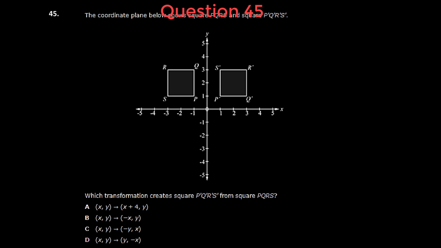On question 45, a transformation is graphed. When we look at this graph first, we may think that this is a reflection over the y-axis. However, when we look closely at the point S and its image S prime, we understand that there is a rotation here instead of a reflection. And this is a 90 degrees clockwise rotation.